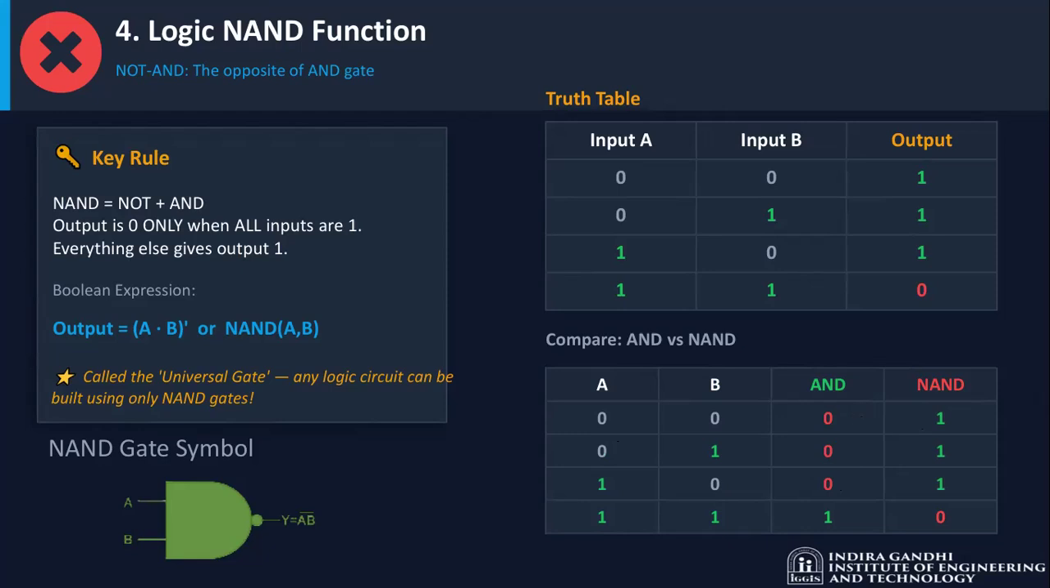So here is something exciting. NAND is also called a universal gate. Why? Because using NAND gates, you can build any other logic gates, AND, OR, NOT, all of them. So engineers love NAND because it simplifies the chip design.